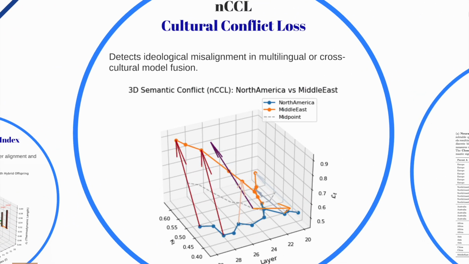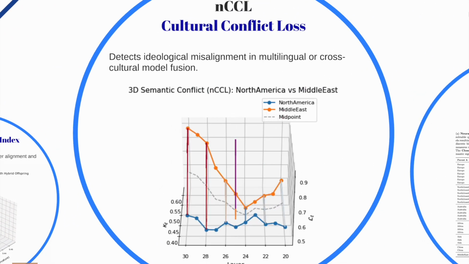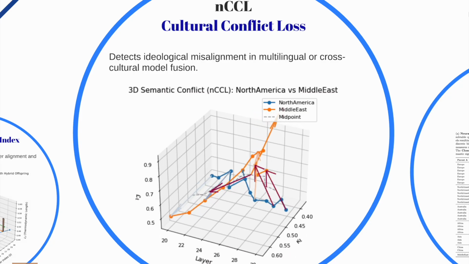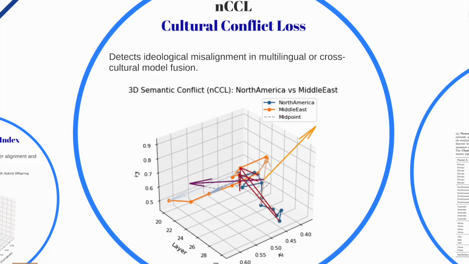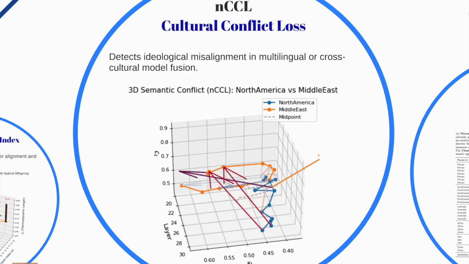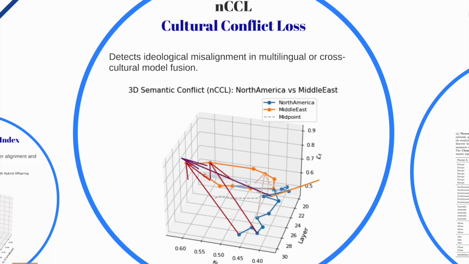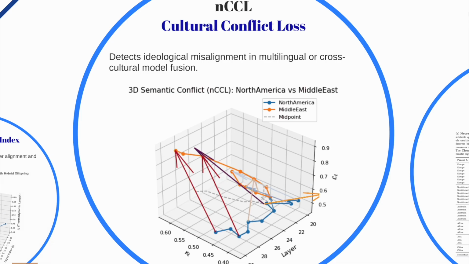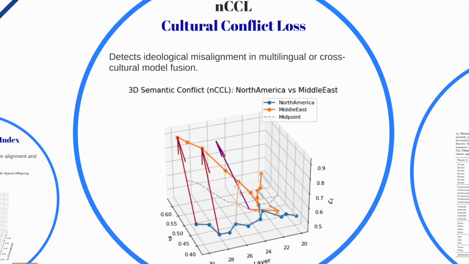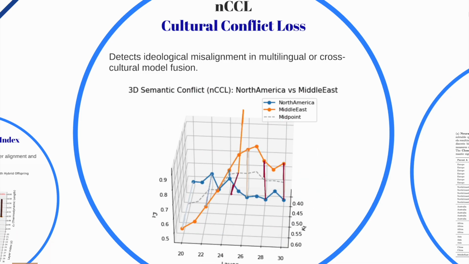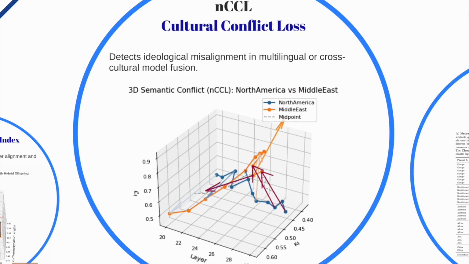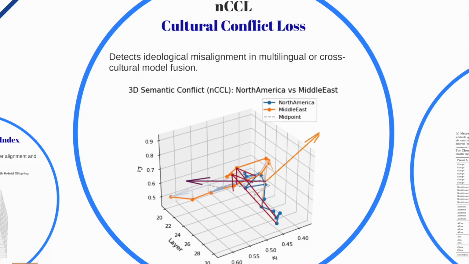Cultural conflict loss, NCCL, a layer-wise score of ideological misalignment between two models. It asks, when the prompts touch values, norms, or duties, do the model's internal belief vectors push in the same direction or pull apart? Low NCCL means compatible priors. High NCCL means tension that can surface as contradictory judgments, tone shifts, or policy flip-flops.